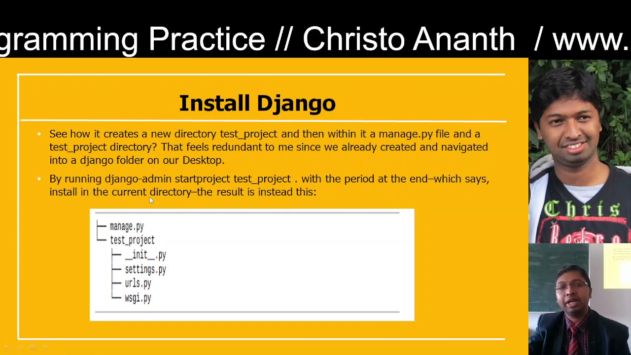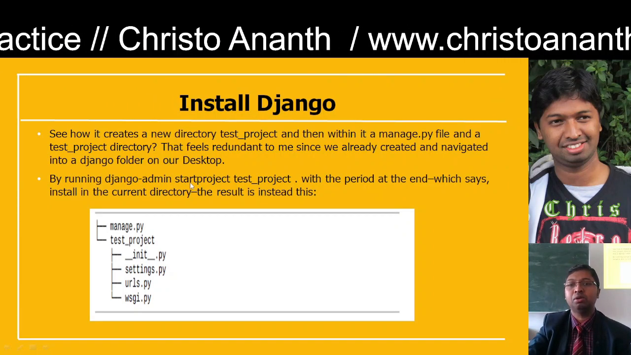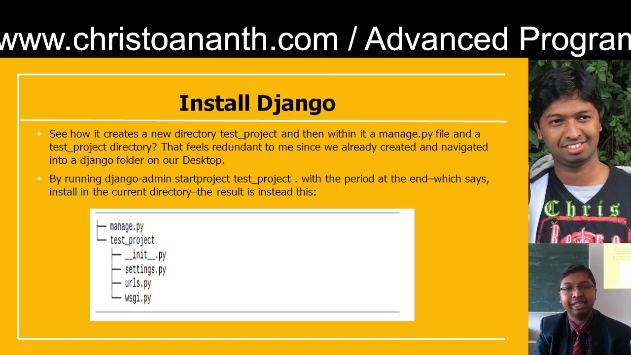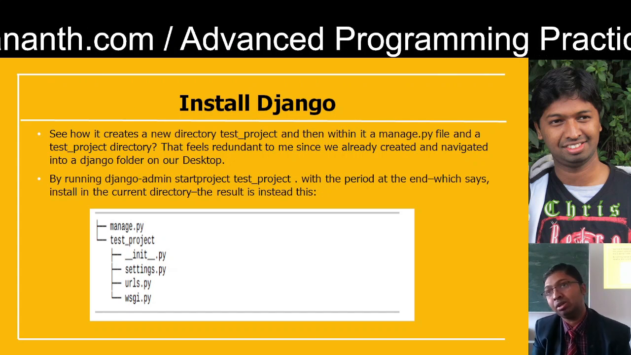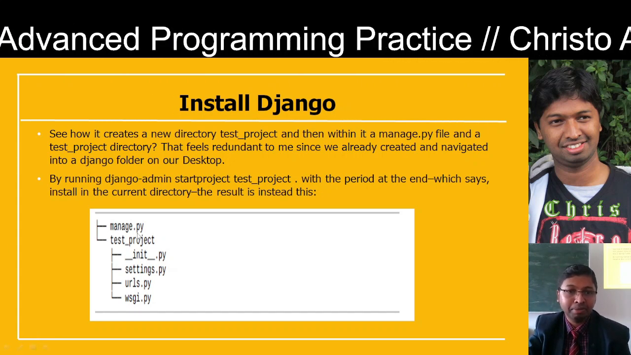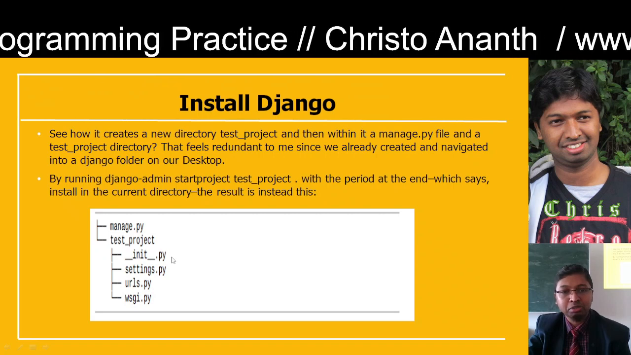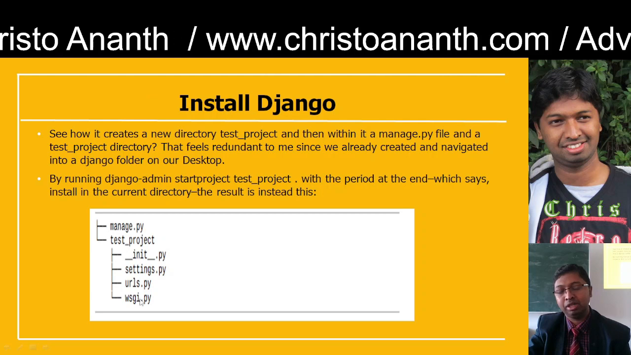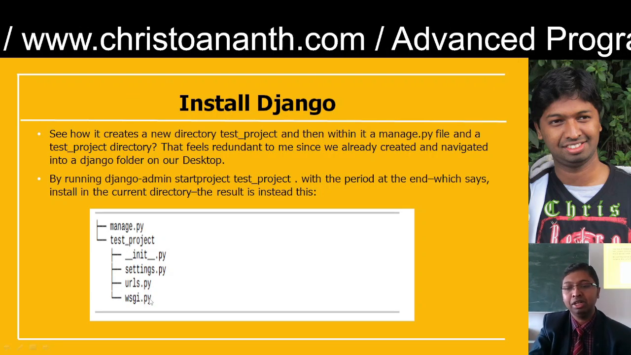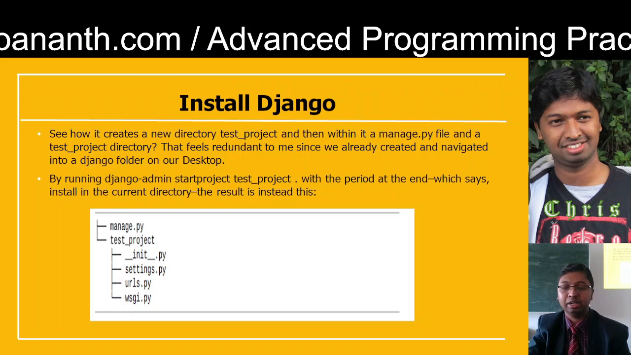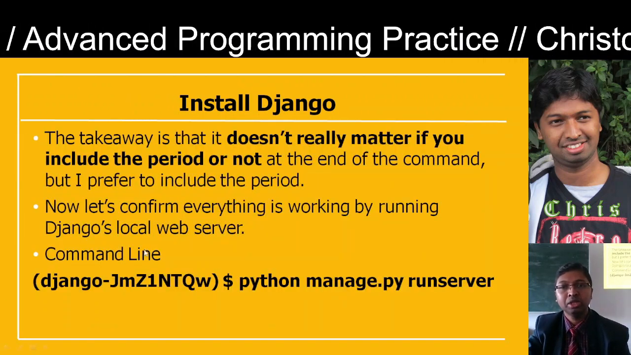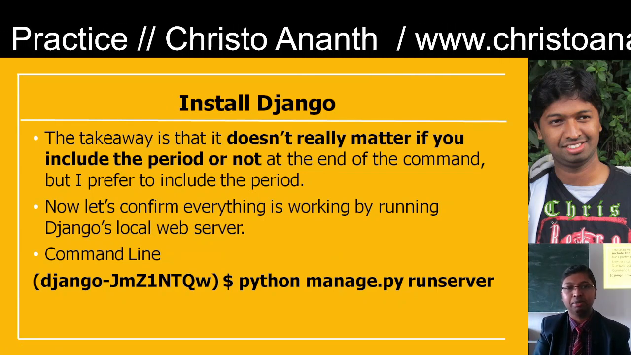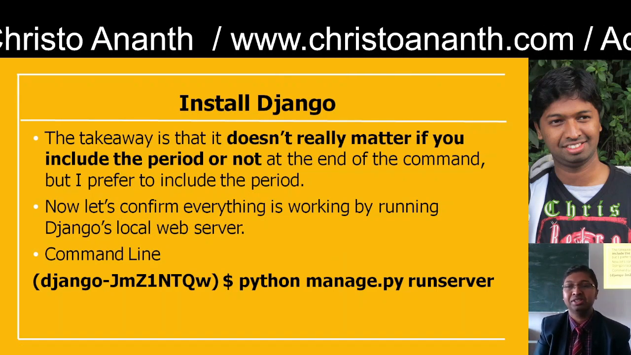So by running this django-admin startproject testproject, with the period at the end, which means that you are going to install in the current directory, generally you can have control over the folder. Within manage.py and the test project, you will have __init__.py, settings.py, urls.py and wsgi.py. So this is how you are going to have the organization and alignment. It doesn't really matter if you include the period at the end of the command or not, but definitely you can use the period. This is recommended.